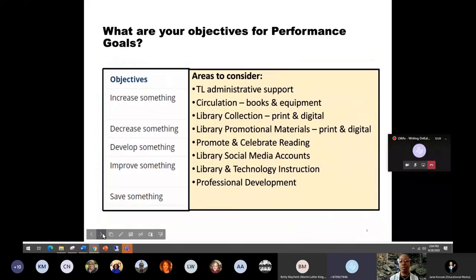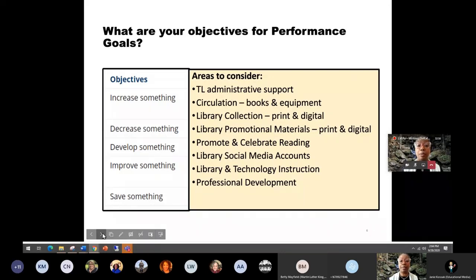As you are developing your SMART goals, keep these things in mind. What are the objectives? Your objectives should be something that you are going to increase, or it could be something that you are going to decrease. You could possibly be developing something, improving something, or saving something.